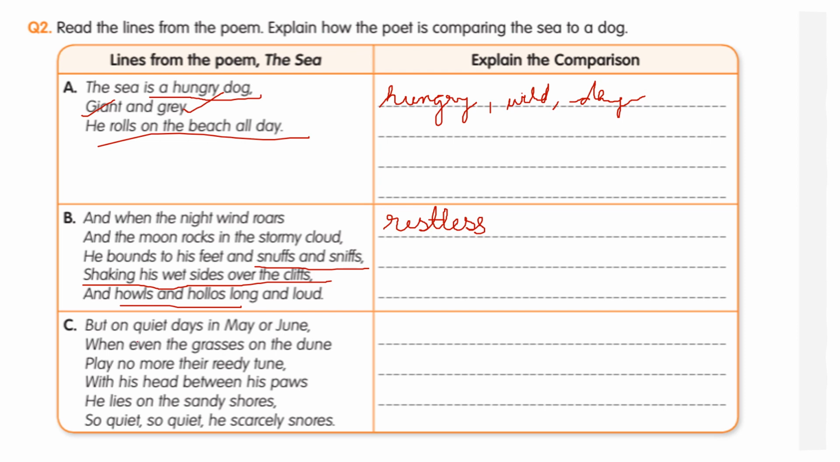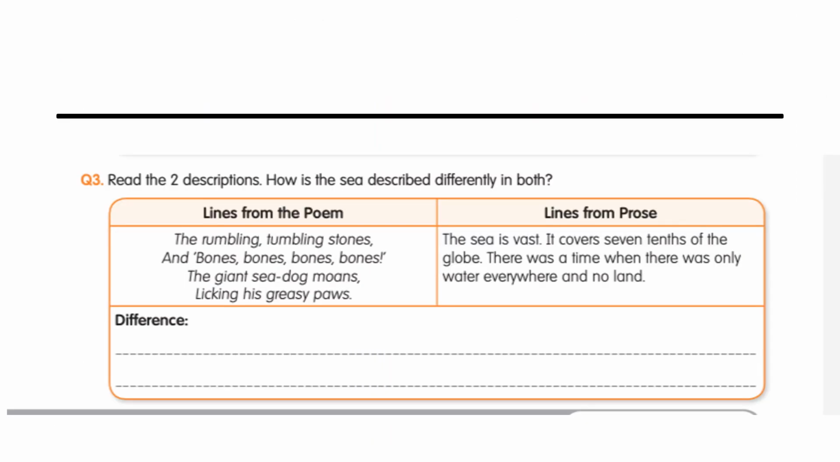Quiet days. Look, we have understood. It is comparing the sea to a calm dog. And what is the dog doing? He is quiet, lying on the sandy shore. So this answer cannot be wrong for anybody. It's just we have to use certain words to construct a sentence.